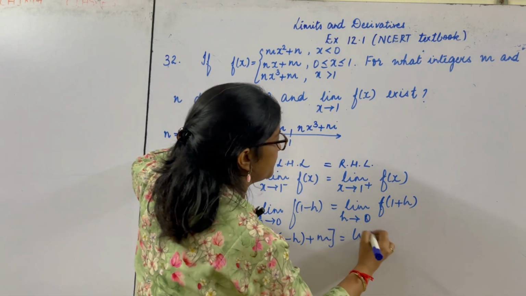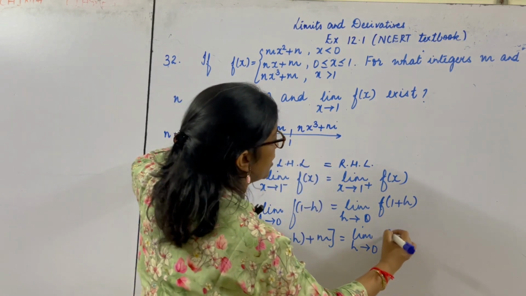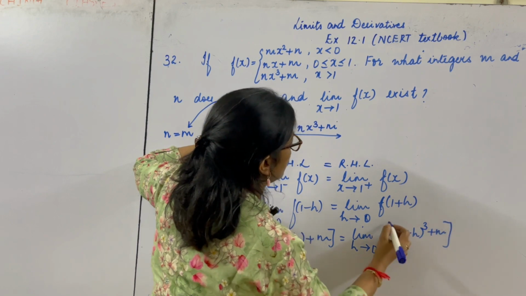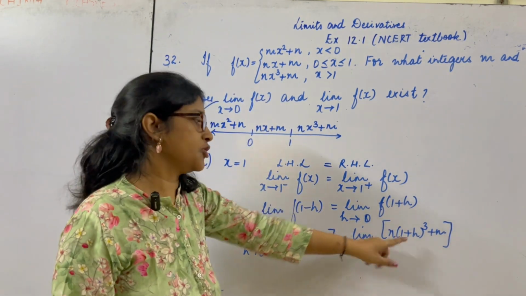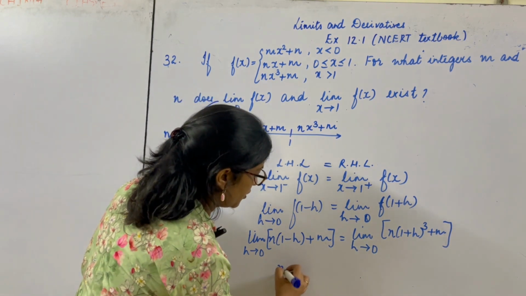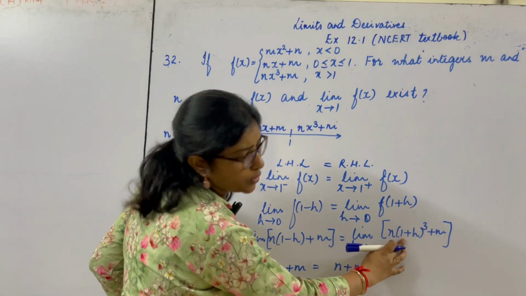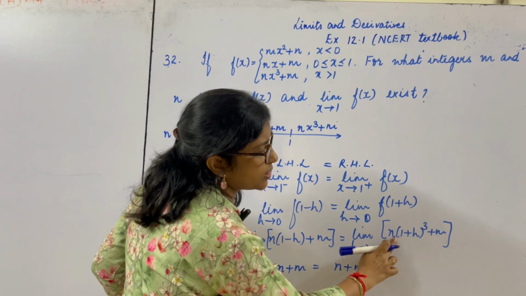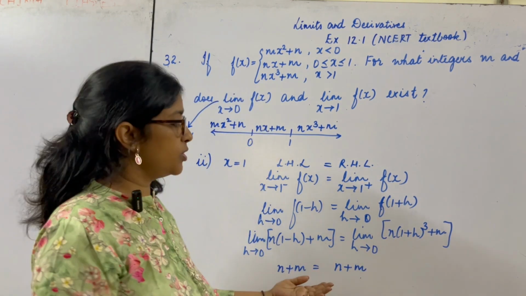In the same way over here, but now because it is greater than 1, the right hand limit, our function is nx cube plus m. Wherever x, we write 1 plus h. Now simplify and substitute h tends to 0. You can take the whole cube or simply put h as 0. Here it is n into 1 cube, that is n plus m. n plus m is always equal to n plus m.